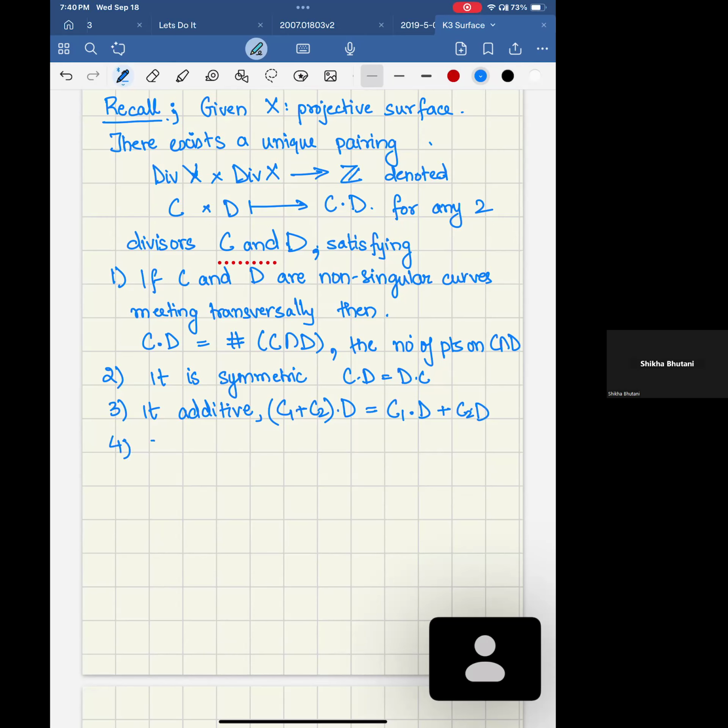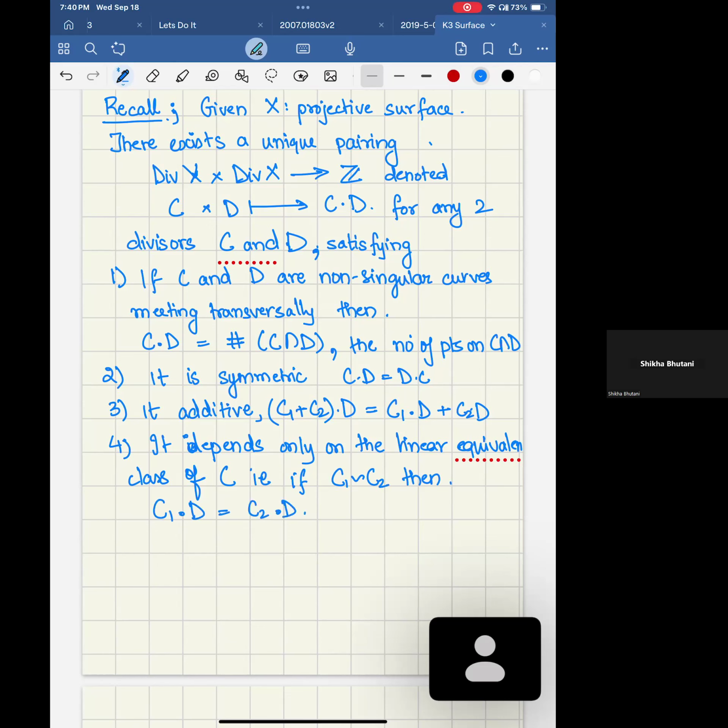And finally, it depends only on the linear equivalence class of C, or D, it doesn't matter because it's symmetric. That is, if C1 is linearly equivalent to C2, then the intersection of C1 with D should be the same as the intersection of C2 with D.